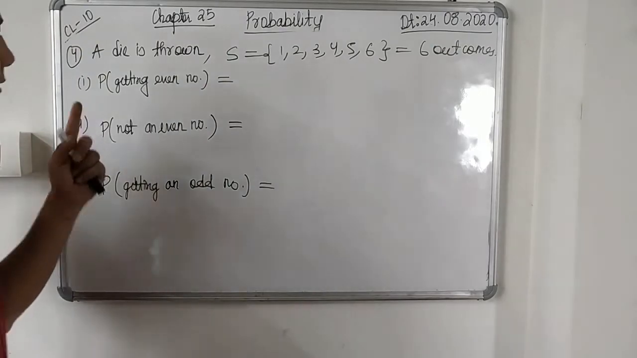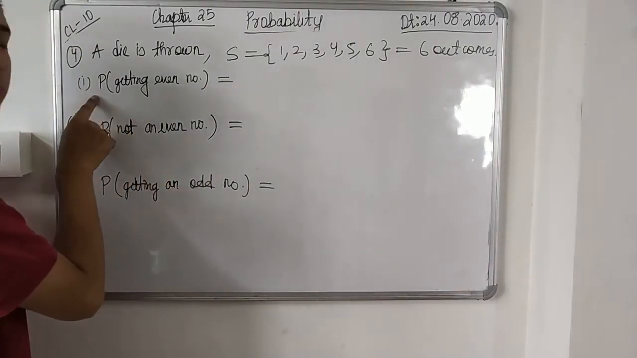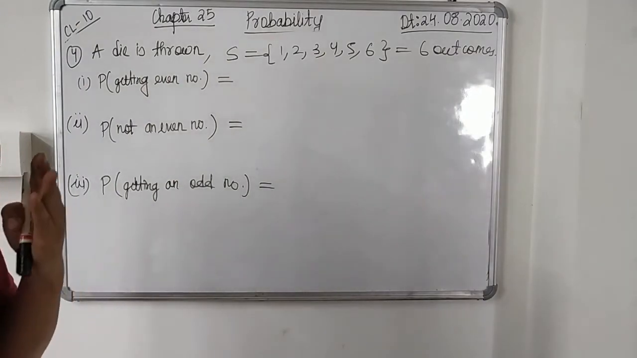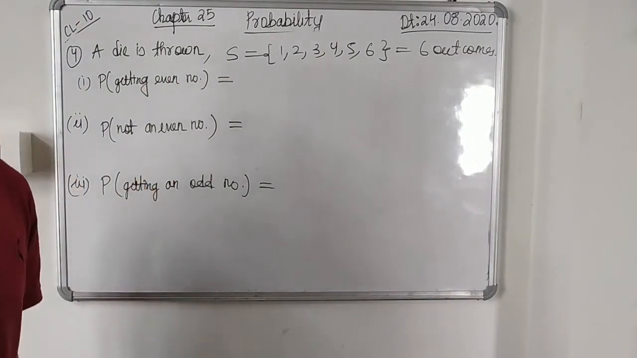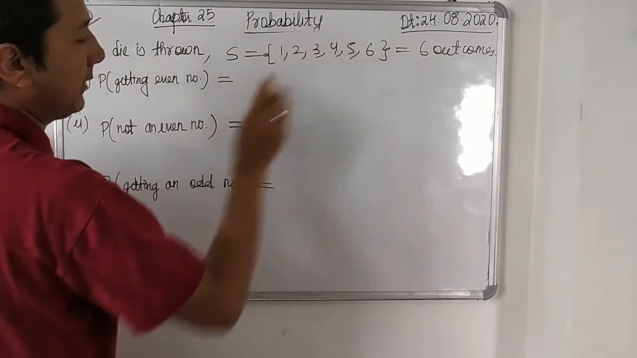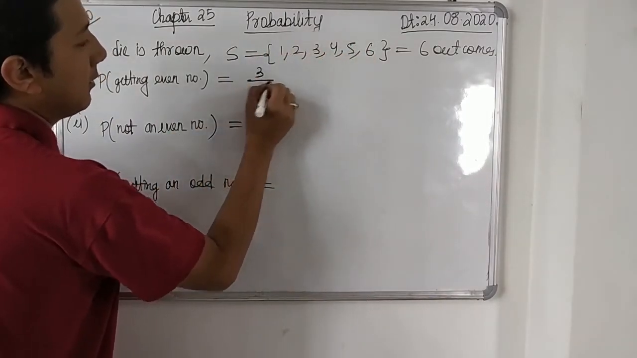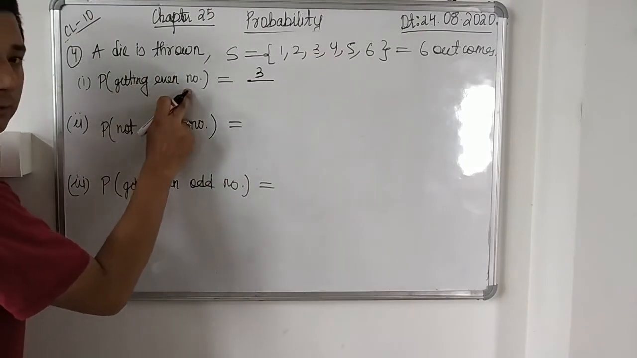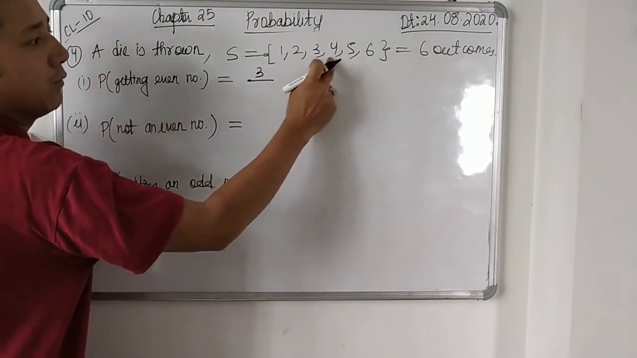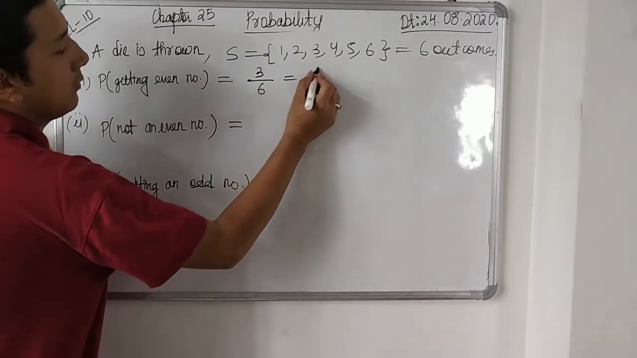The question is asking you, find the probability of getting an even number. So how many even numbers are there? Favorable chances: 2, 4, 6. So 3 favorable chances of getting an even number, out of 6. Therefore the answer is 1 by 2.